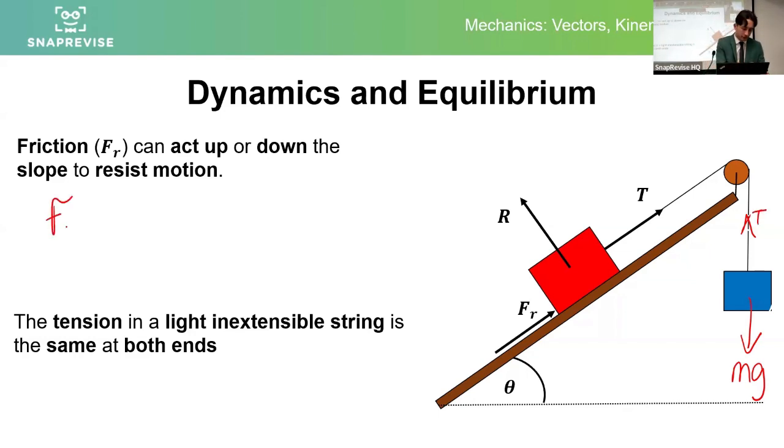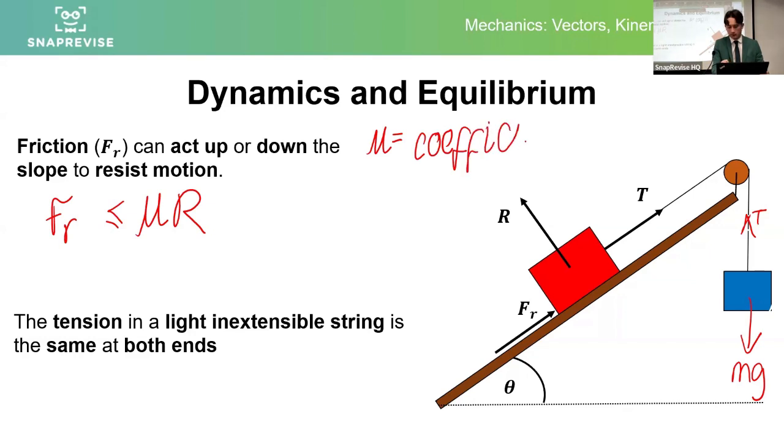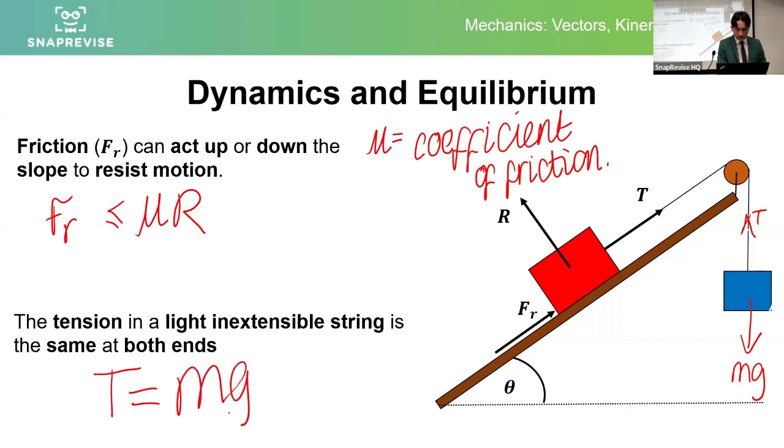So what we were saying is friction is less than or equal to mu R. So basically the maximum friction, and mu is the coefficient of friction. Has everyone seen that before? Some of you might not have seen that, but this is given to you in the question. Some of the year 12 questions, they actually just tell you what the force of friction actually is. But yeah, the tension, as I said, equals mg, as we'd expect on the other side of the pulley.